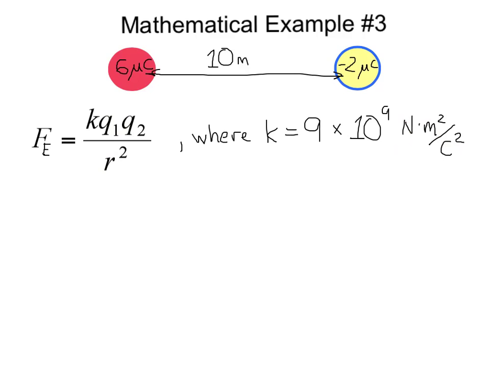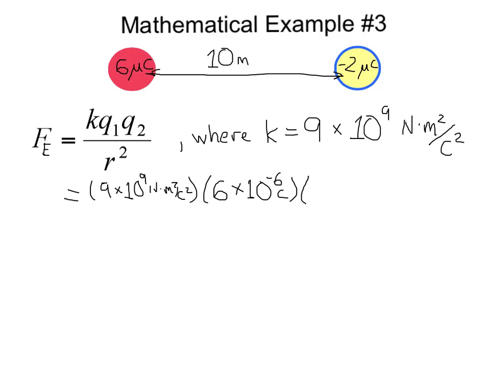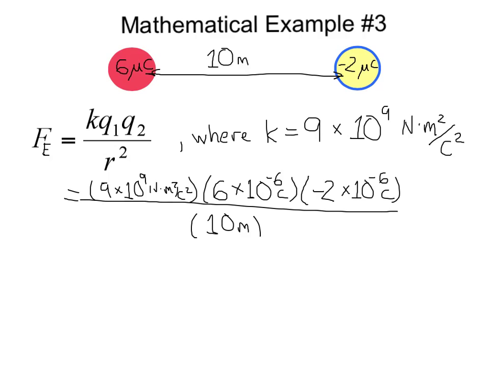So let's calculate this. So the electric force will be equal to K, which is 9 times 10 to the 9th Newton meters squared per Coulomb squared, times Q1, which is 6 microcoulombs. But remember, we need to convert that into coulombs. And since a microcoulomb is 10 to the minus 6 coulombs, that makes this 6 times 10 to the minus 6 coulombs. And similarly, negative 2 microcoulombs is negative 2 times 10 to the minus 6 coulombs. We'll divide all that by the distance apart, which is 10 meters, and we have to square that.